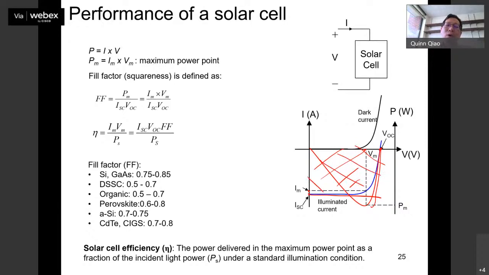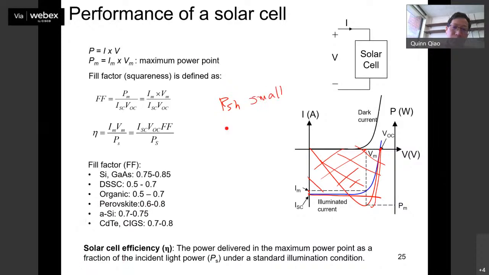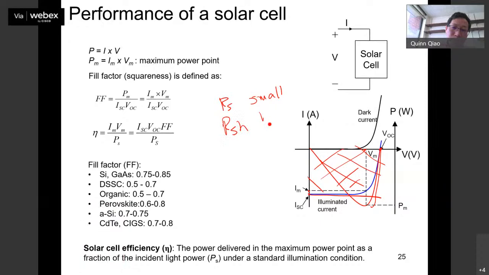But overall, if you have high quality solar cells, you have very small RS, very small RS. I'm sorry, RS, not RSH. And then very high shunt resistance. And then you should have a very high fill factor. Fill factor will be high. But fill factor will never reach 100%, right? Because you always have losses there, right? So a high one, 80%, 85% would be pretty good, okay?